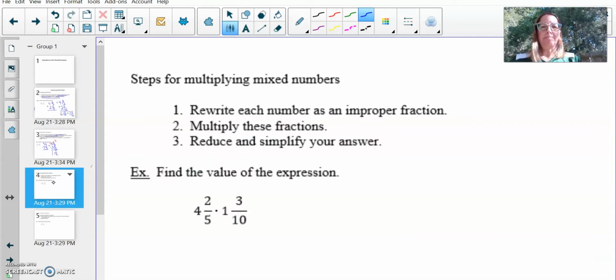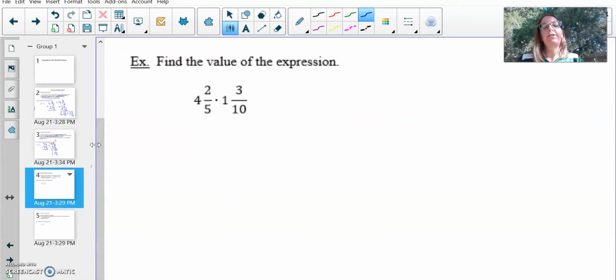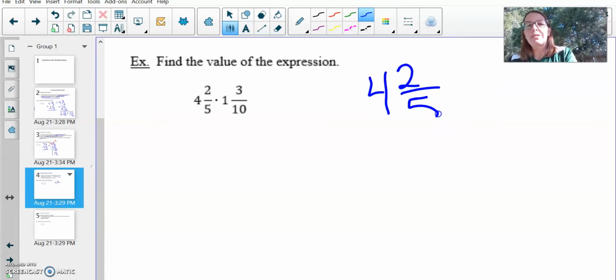Okay, multiplying. Rewrite each number as an improper fraction first. Then multiply the fractions and simplify. Okay, so find the value of the expression 4 2/5 times 1 3/10. To multiply and make them improper, to do 4 2/5 as an improper fraction, I like to think about it as looking at a goldfish.